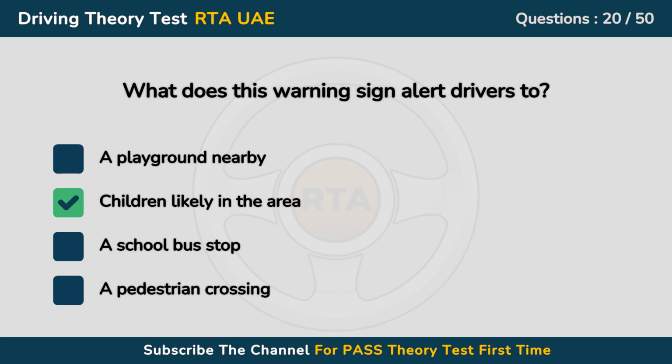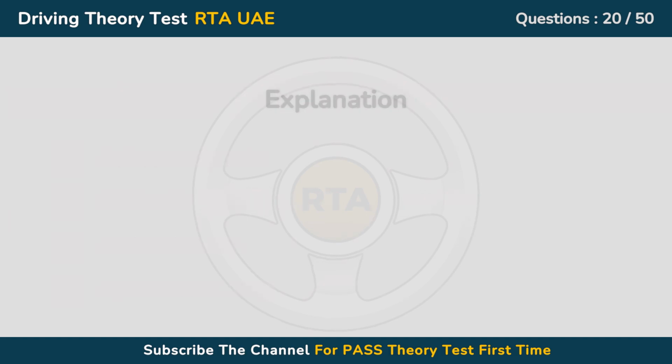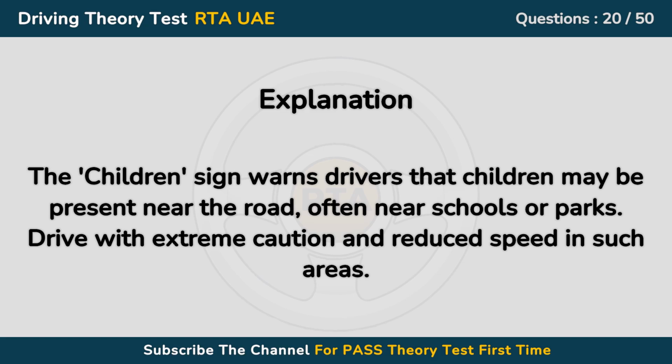Answer is B. Children likely in the area. The children sign warns drivers that children may be present near the road, often near schools or parks. Drive with extreme caution and reduce speed in such areas.